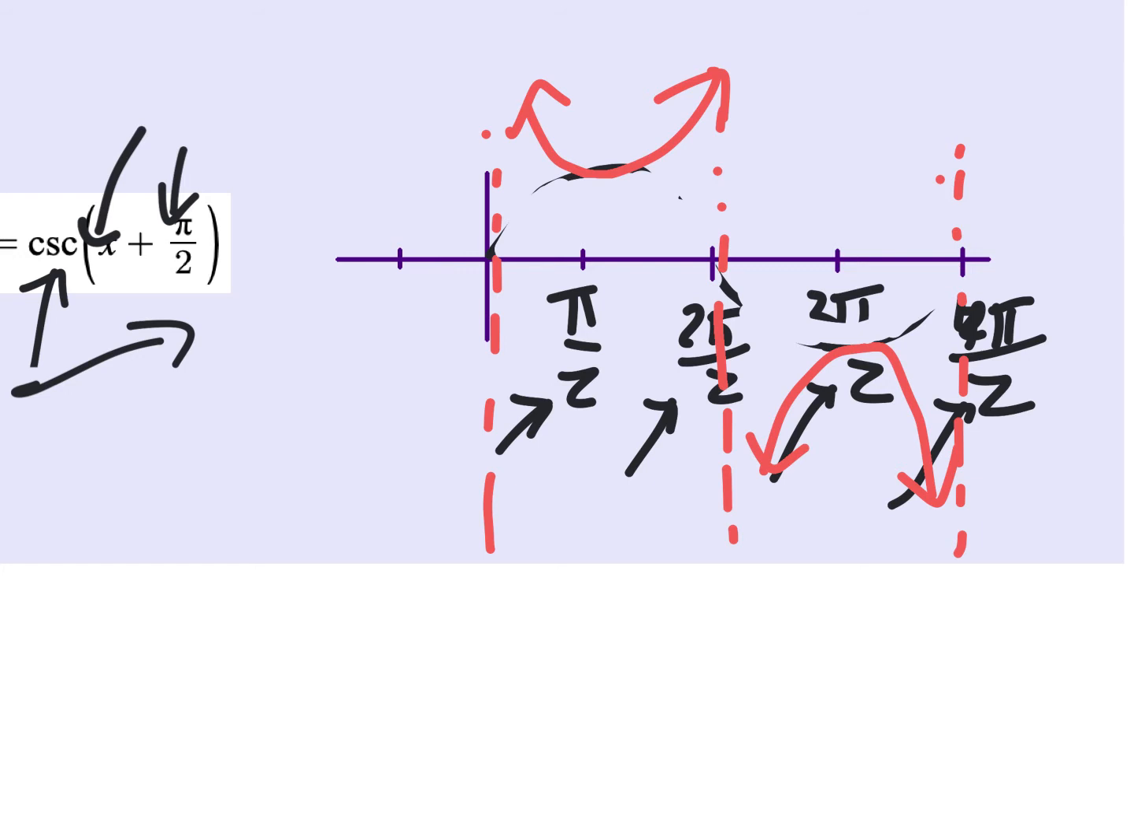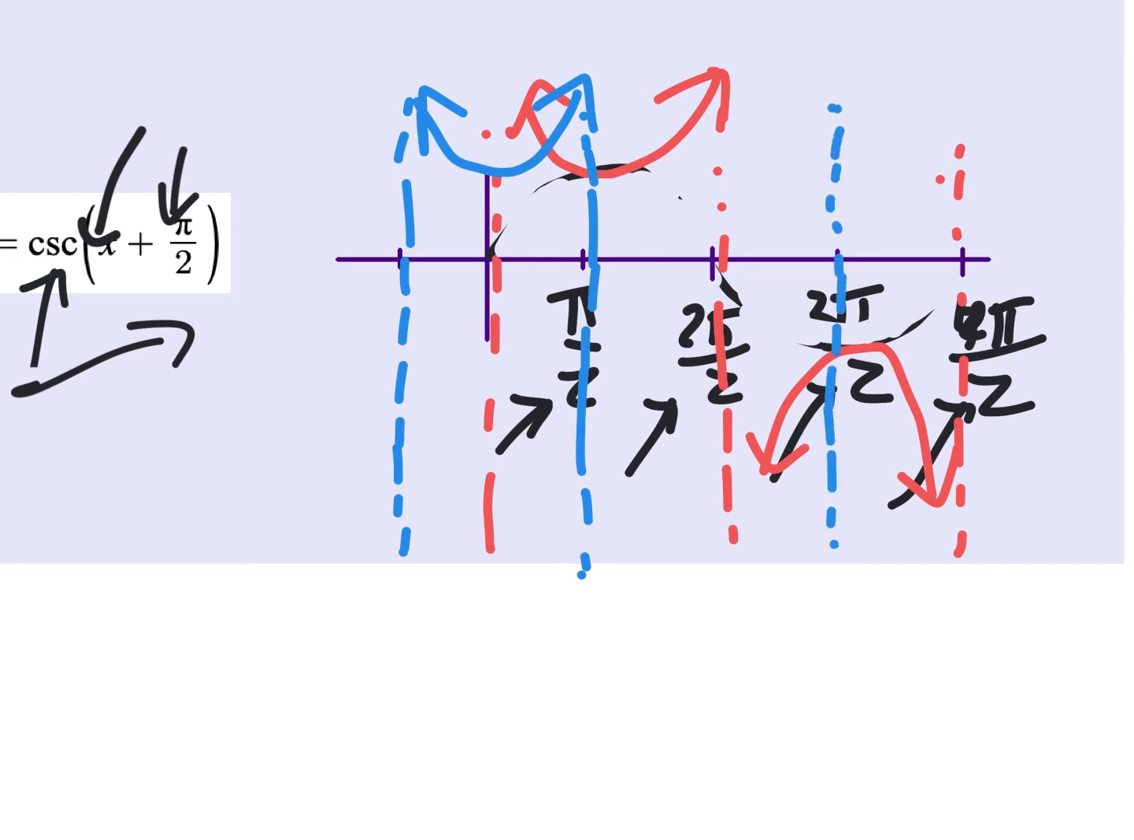So I'm going to make my new graph in blue. Asymptote here. Asymptote here. Going one spot to the left. Now my loop is there. And asymptote here. And the loop goes one spot to the left. And now I can erase all the red stuff.